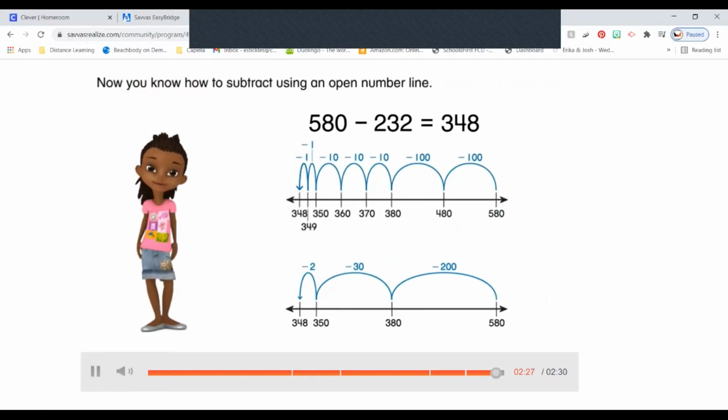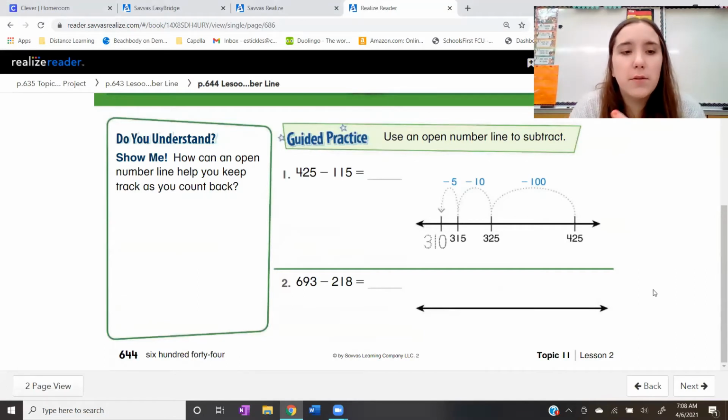Now you know how to subtract using an open number line. Okay, let's go practice in our workbooks. We're going to start on page 644 in our workbook. So if you need to pause me to turn to that page and get your pencil, go ahead and pause me now. And we're going to do these couple guided practice problems together.